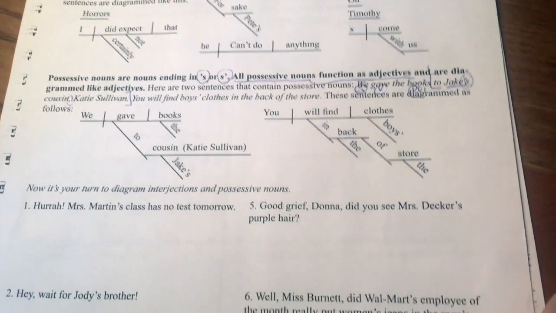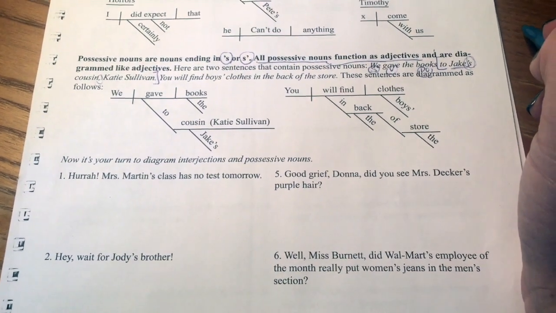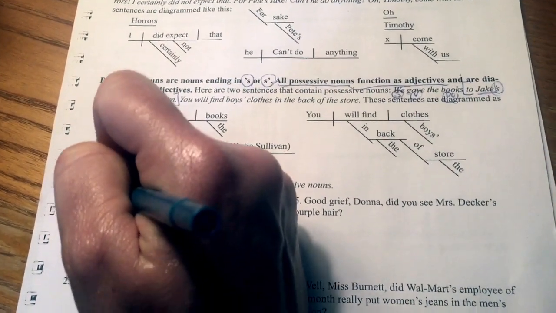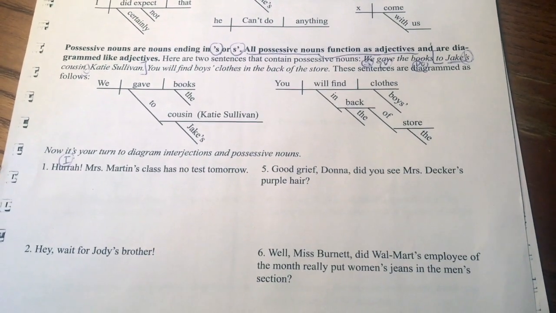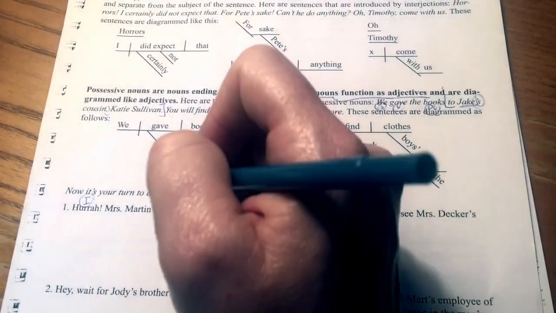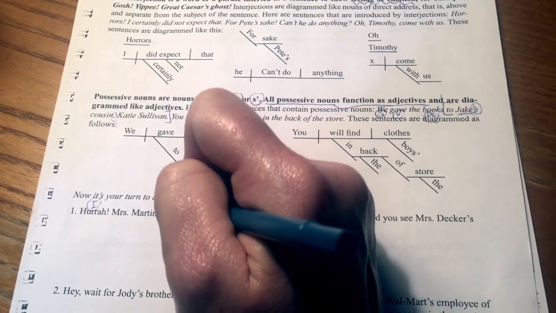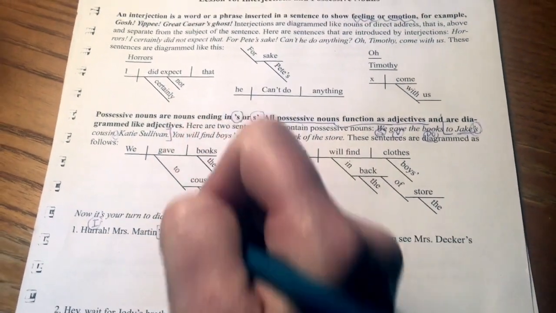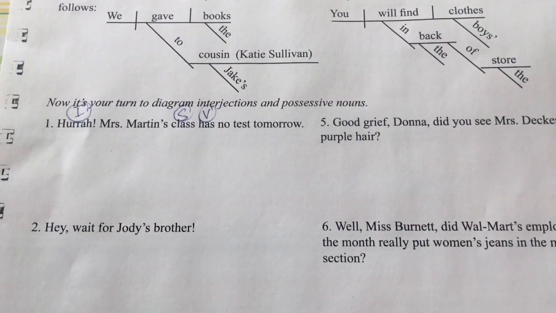All right, let's go through and do an example. Hooray, Mrs. Martin's class has no test tomorrow. Okay, so if we look at this sentence, we can see that we have an interjection. Now do we have a prepositional phrase? First thing we want to look for. No, so let's look for our verb. Mrs. Martin's class has no test tomorrow. And I can see that has is my verb. And who or what has? Well, the class has. And we can easily see that we've got our possessive noun right there with the apostrophe S, so we know that that's going to serve as an adjective.